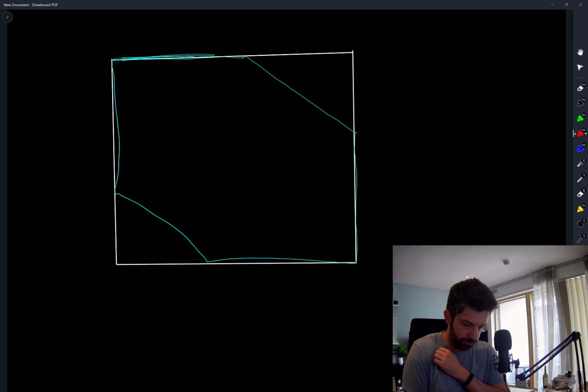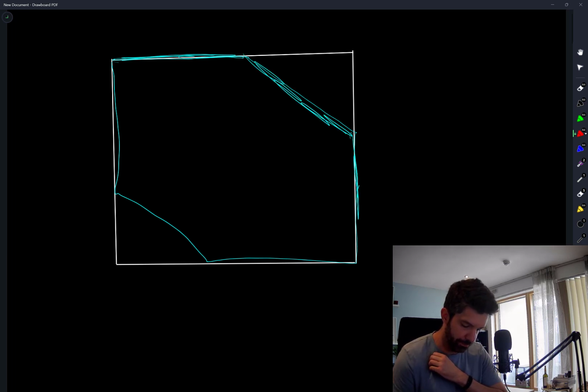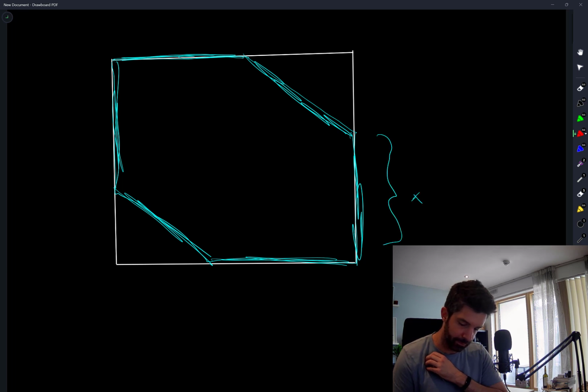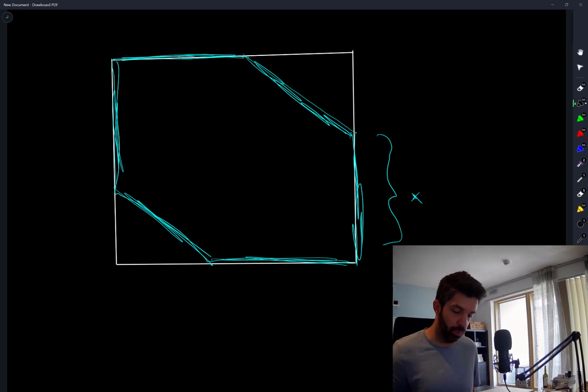So there's the hexagon. It's not a regular hexagon, of course, where all the angles are equal. But the side lengths of this hexagon are the same. Let's call that x. And the side length of the whole square is 1.